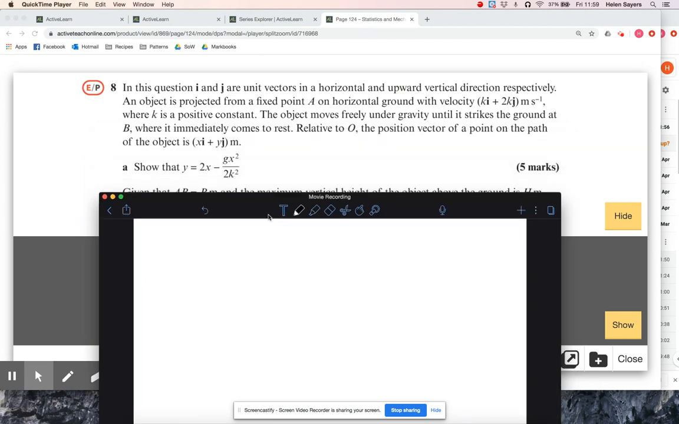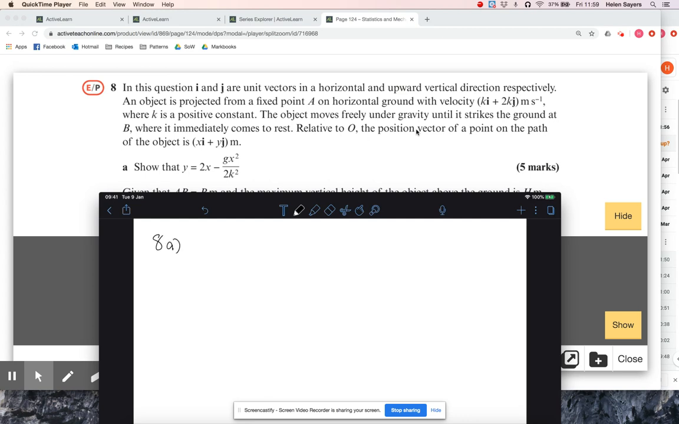Okay, so I think this one's slightly different to the rest of the exercise, in that they haven't given us an angle and an initial speed. They've given us a velocity as a vector. But I think actually this might make it a slightly easier question, but we'll find out. Okay, so we're looking at 8a.